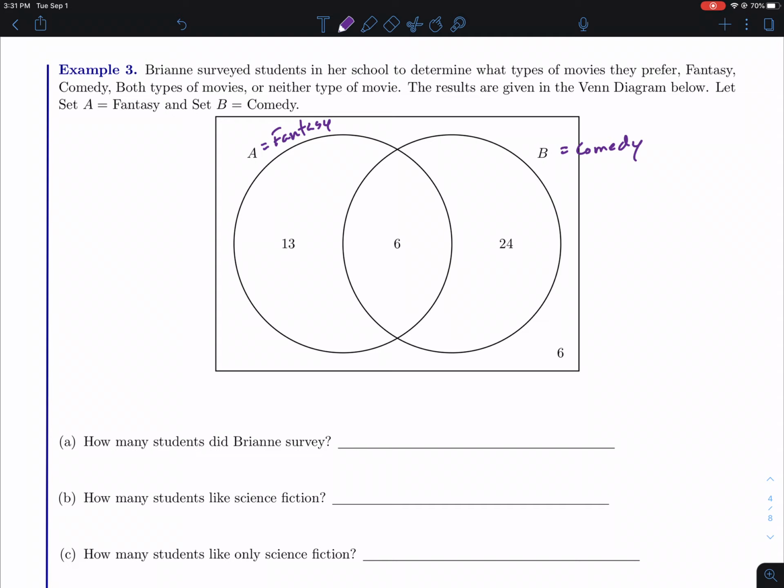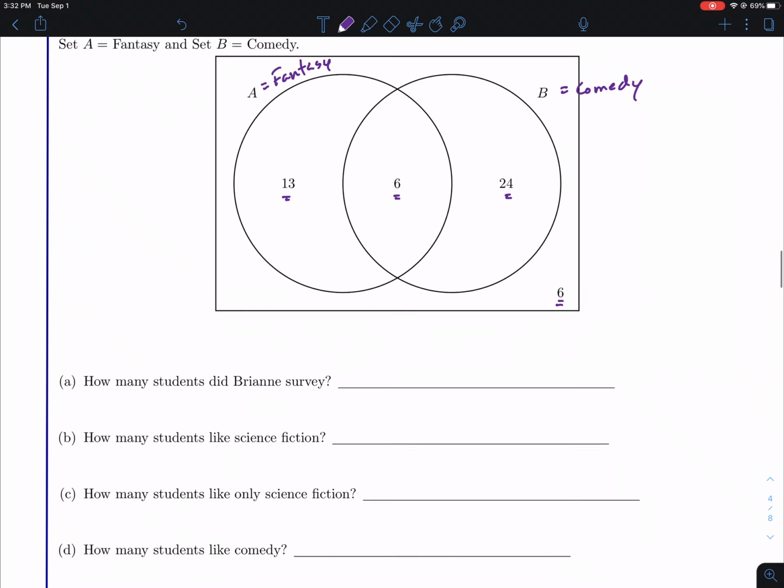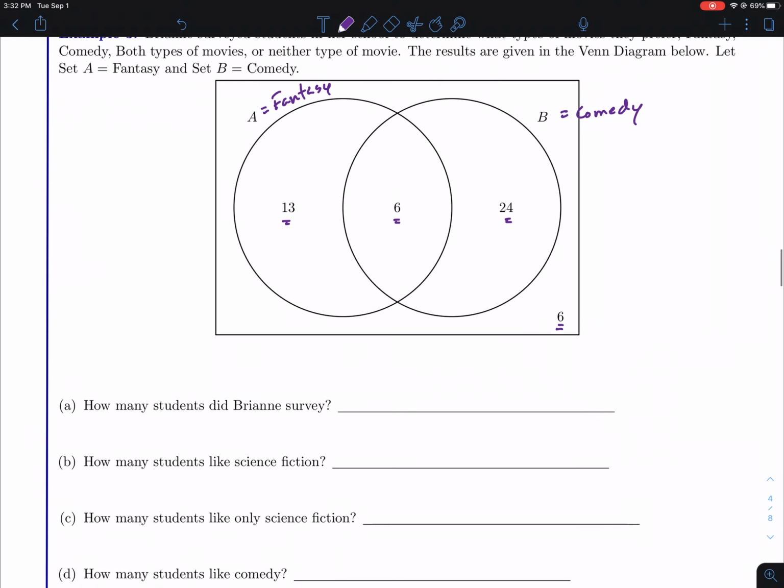In this case, we've actually gotten lucky because everything's already been labeled for us. We've got 13 people that like just fantasy, 6 who like fantasy and comedy because they're in the middle, 24 who like just comedy, and then 6 that didn't like either kind. That's what we want to do first, go through and identify these different pieces. So first, how many students did Brianne survey?